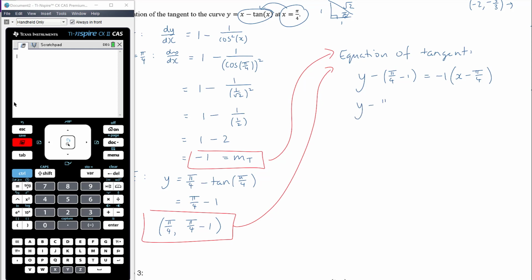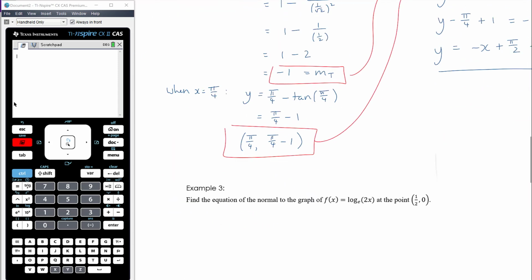So here we've got y minus pi on 4 plus 1 equals negative x plus pi on 4. And then we're going to get y on its own. So we'll have negative x plus pi on 4 plus another pi on 4. So that's 2 pi on 4, which is pi on 2. And then take away 1. So there's the equation of my tangent.